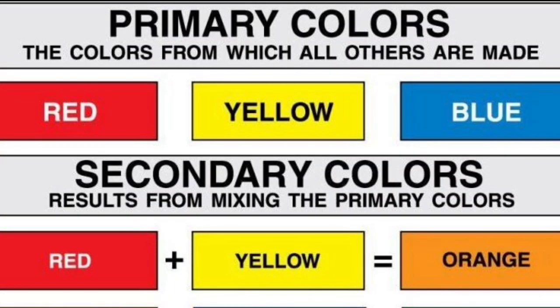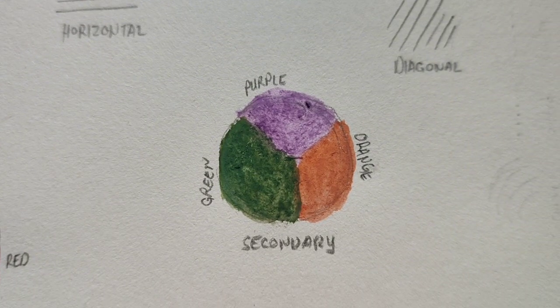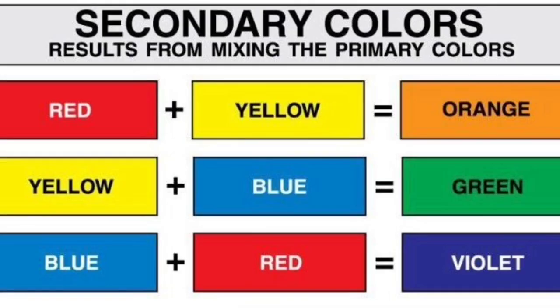First, we have primary. Blue, red, and yellow are what we call primary because they are the foundation of all other colors. You cannot create them by mixing other shades. They exist on their own. Think of them as the parents of all colors. Next are the secondary colors. Orange, green, and violet. These are formed by mixing two primary colors together. For example, red and yellow makes orange, blue and yellow makes green, and red and blue makes violet.